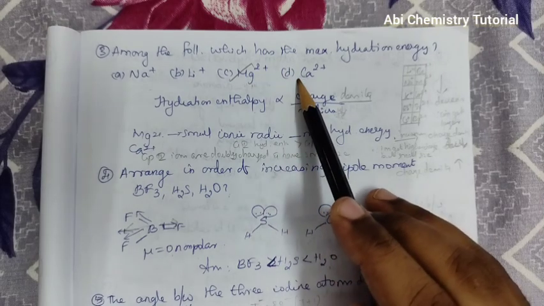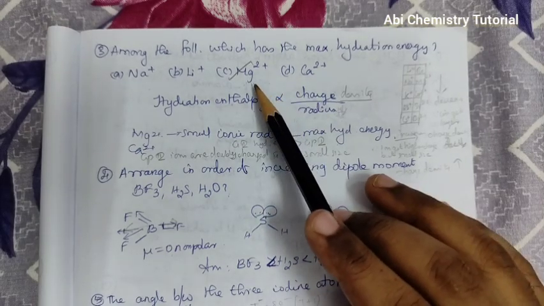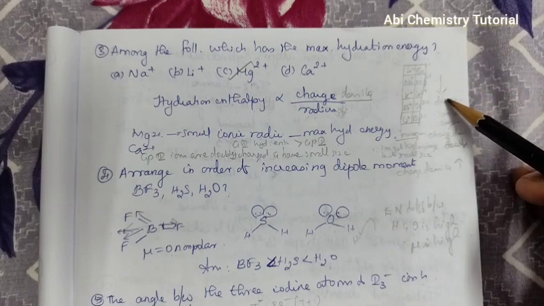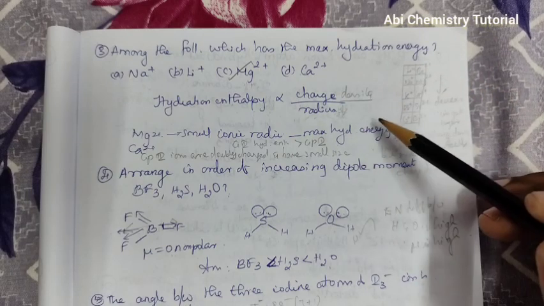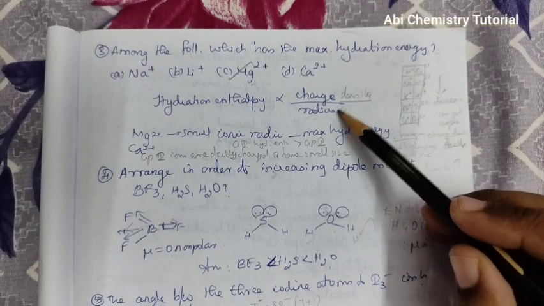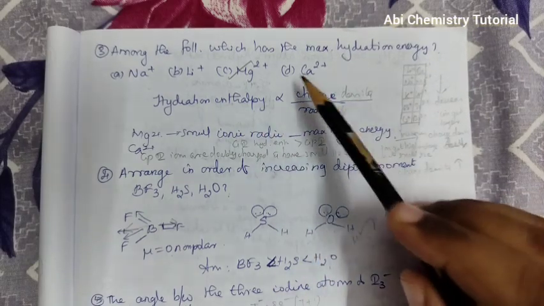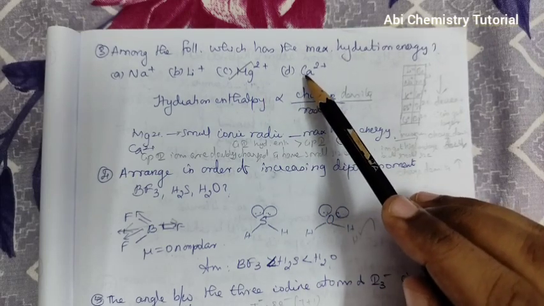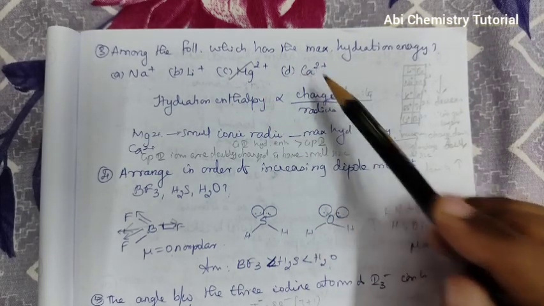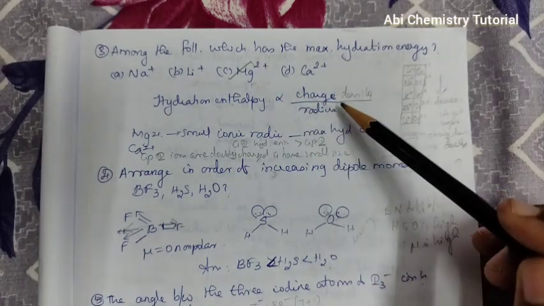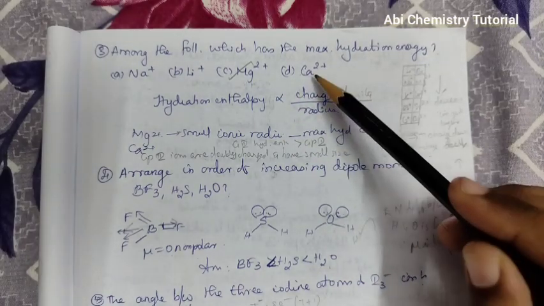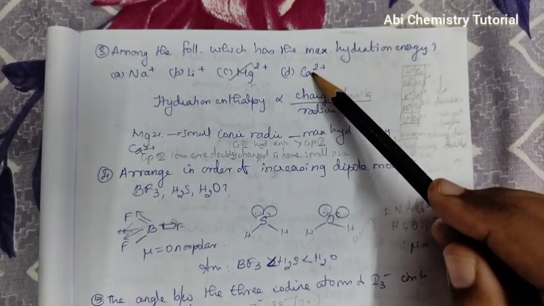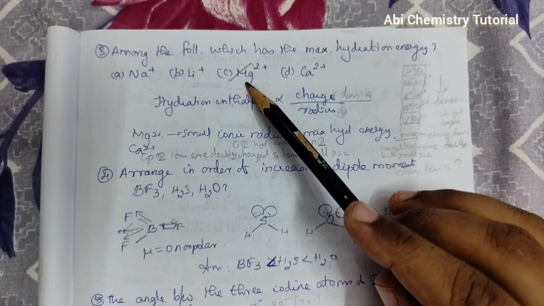So here, C and D. Here we have to apply the trend of the group. Down the group the charge density decreases, or down the group the size increases. So for comparing magnesium and calcium, calcium is bigger in size than magnesium. So magnesium has a lower size, so its hydration enthalpy will be high compared to that of calcium. So the answer is magnesium 2+.